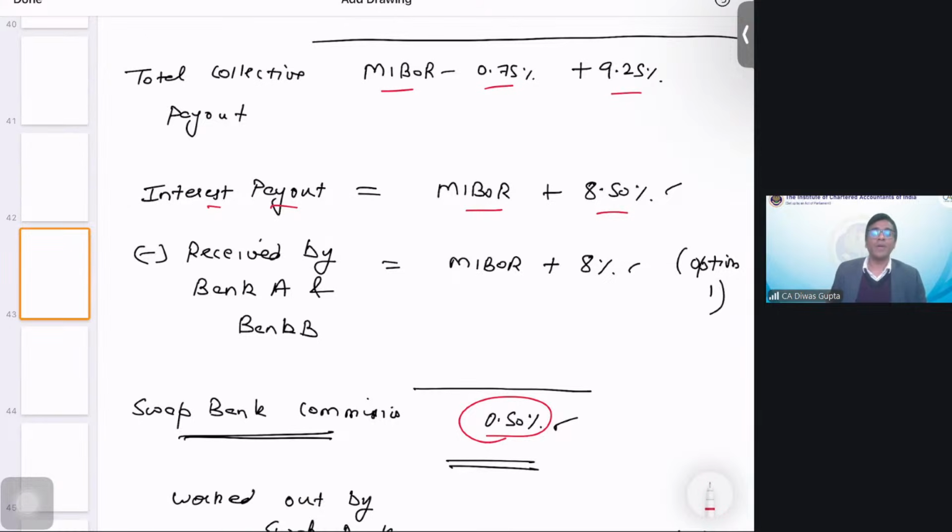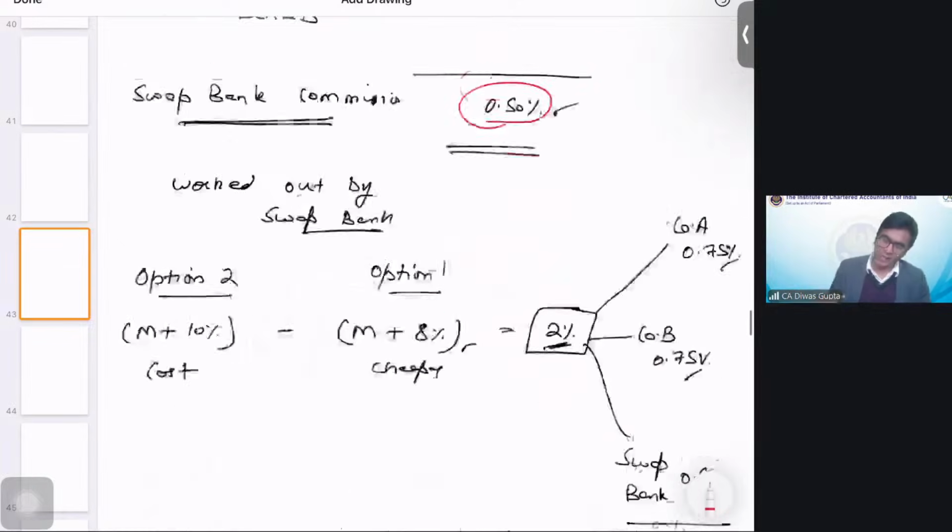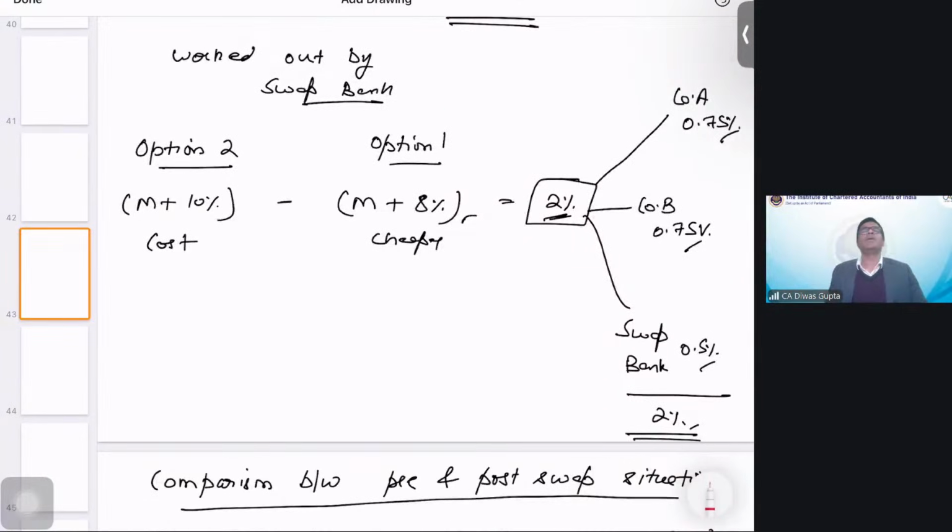That means 0.5 extra they are paying, which is going into swap bank as commission. Because swap bank will also not do charity, right? Swap bank will also expect some commission. So 0.5 is going to swap bank. So this is how the numbers have been worked out by swap bank.